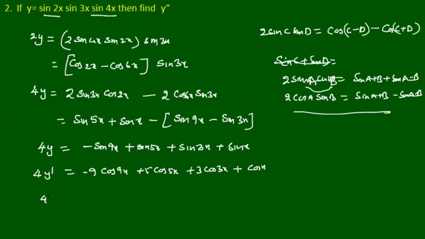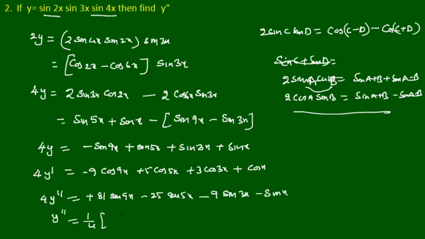So 4y double dash is equal to plus 9 into 9, 81 sin 9x, then minus 25 sin 5x, minus 9 sin 3x, minus sin x. So this is the value. Y double dash can be written as 1 by 4 into 81 sin 9x minus 25 sin 5x minus 9 sin 3x minus sin x. That's the answer.